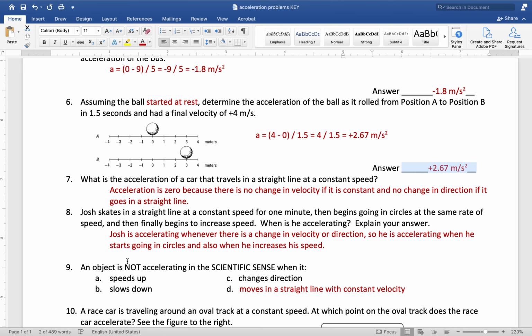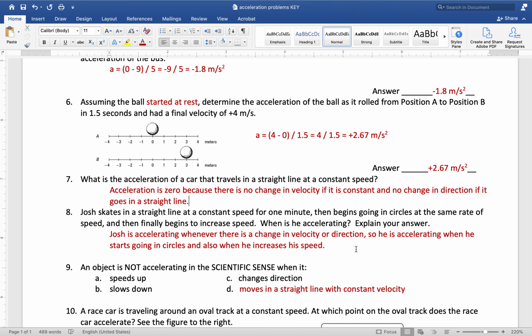Okay. Number 7, what is the acceleration of a car that travels in a straight line at a constant speed? Acceleration is 0. Because there is no change in velocity if it's a constant speed, and there's no change in direction if it's going in a straight line. So there's no acceleration.